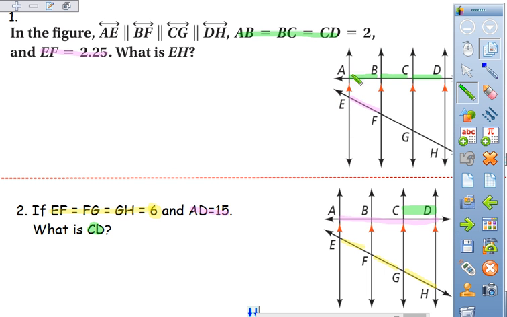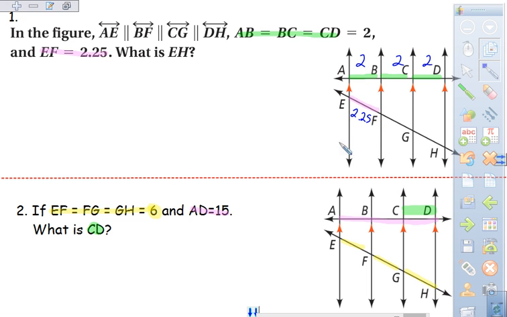So let's look at this picture. All of these vertical lines are parallel. So these green pieces are all 2. We know one of the pink pieces is 2.25, but notice these lines are all parallel. So what's going to happen is the lengths from F to G and the lengths from G to H are also going to be 2.25, so I could mark them. So from E to H, there are 3 sections that are all 2.25, so we're looking at 6.75 units.